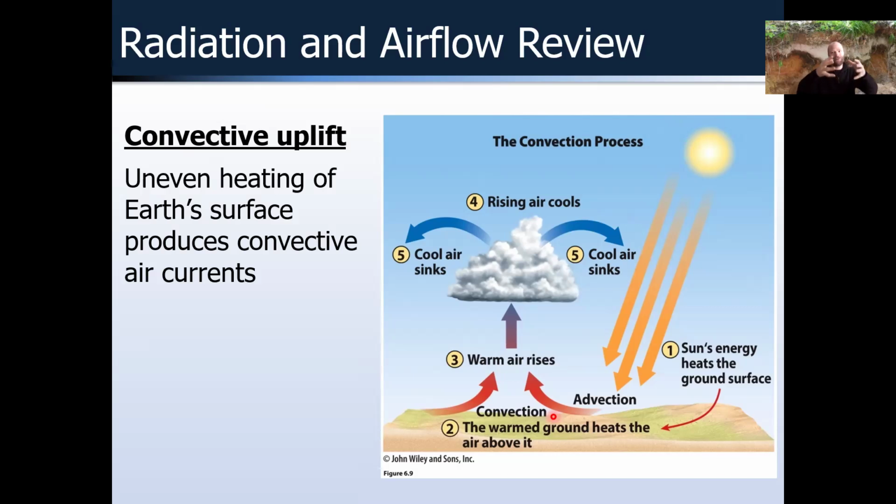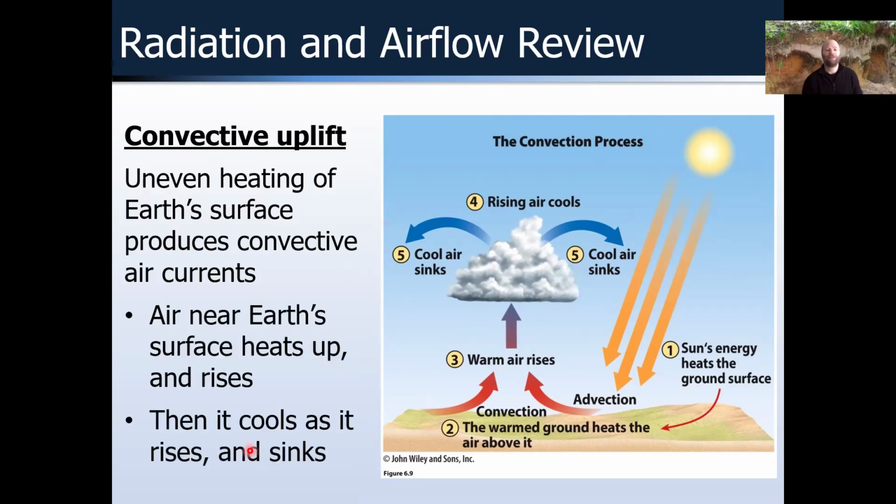It starts cooling as that air expands, and then it equilibrates, and finally it cools enough where it then just falls back down. And so that is a convective cycle or a convective current. And so simply, as I just described, air near Earth's surface heats up, it rises, and then it cools and it sinks. And so there's our convective loop.